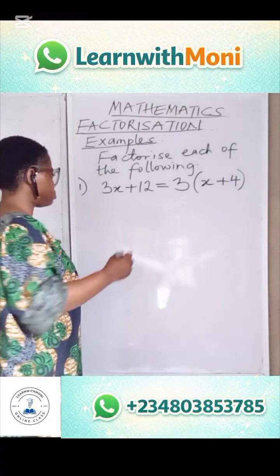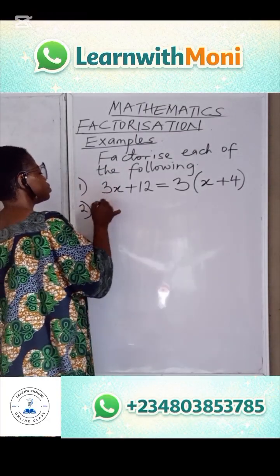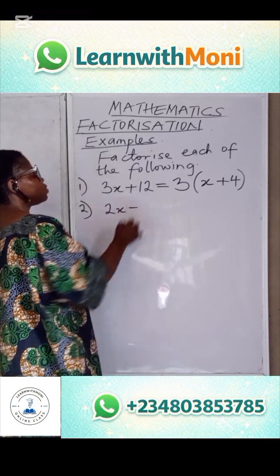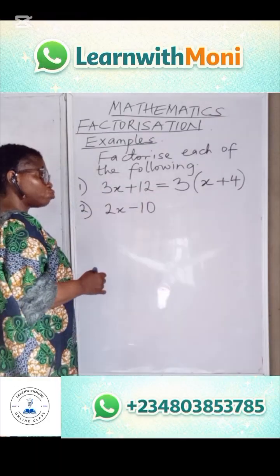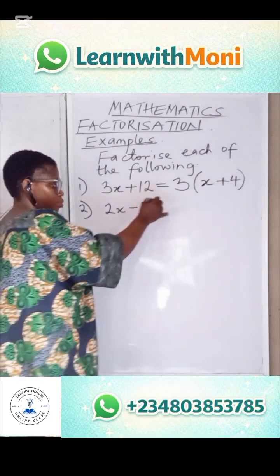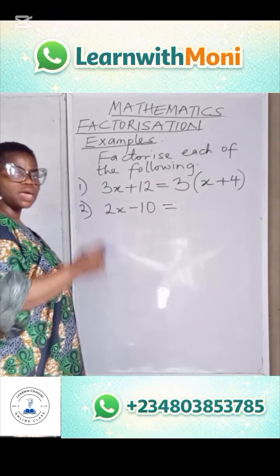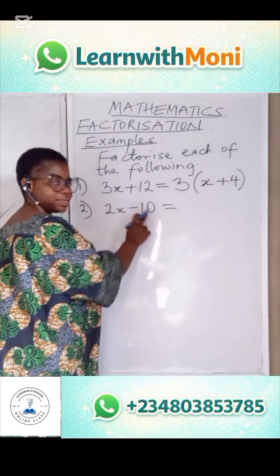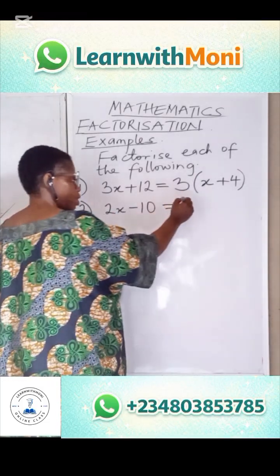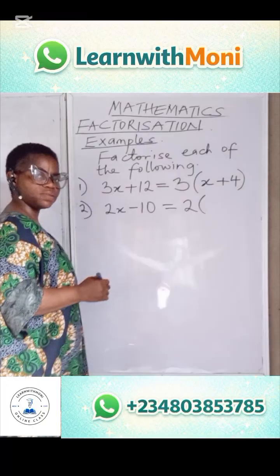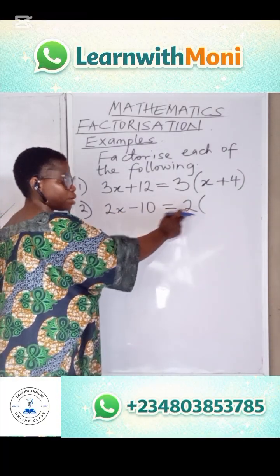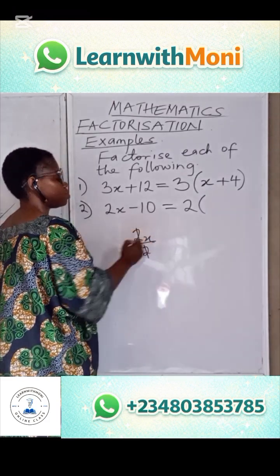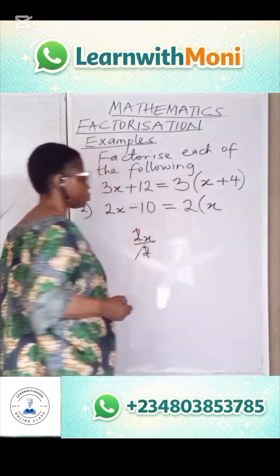Let's take another example where I have 2x minus 10. We want to bring out the highest common factor. The highest common factor of 2x and 10 is 2. So I'll bring it out. Then I'll ask myself, 2x divided by 2. That will leave me with x. And I'll put the x in the brackets.